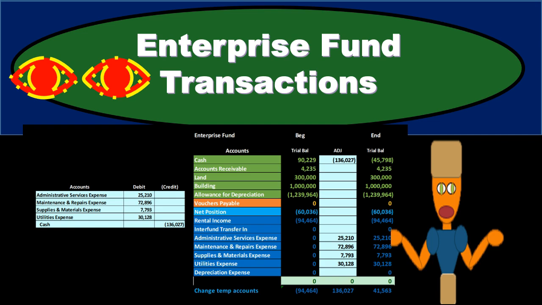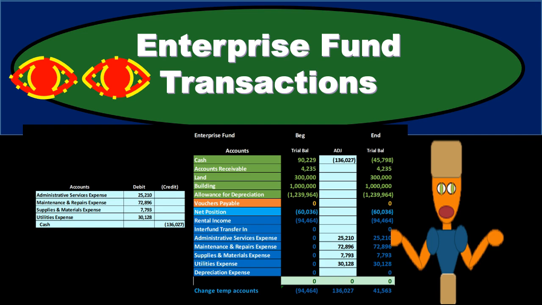The enterprise fund and the internal service fund are the two typical proprietary funds, acting similar to for-profit organizations, typically having customers. The difference between the two is that the enterprise fund has customers outside of the entity, outside of the government, whereas for the internal service fund, the customers are all internal to the organization, internal to the government.